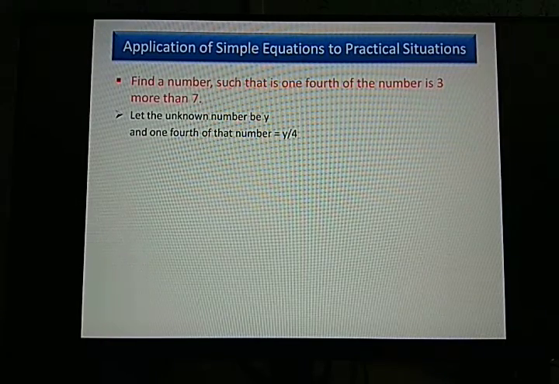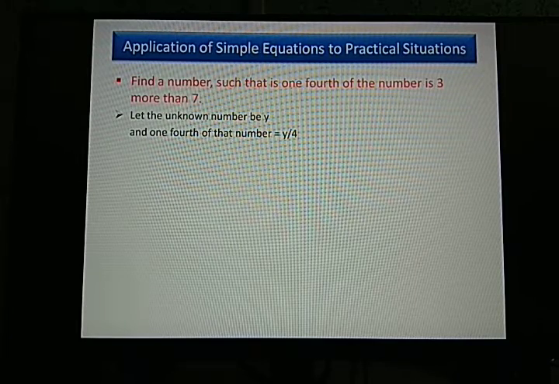Clear? Now before proceeding further, let me give you an example. Let the number be 10. Say for example, let us suppose that the number is 10. Now we know that 10 is 3 more than 7, isn't it? How did we get that? 10 minus 7 is equal to 3. Clear? Similar thing we will be applying here. The number is y by 4. Now that number y by 4 is 3 more than 7.